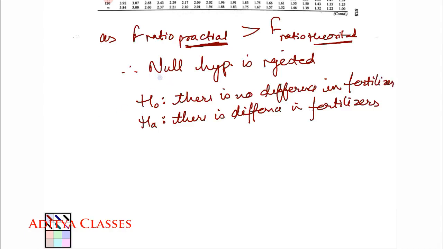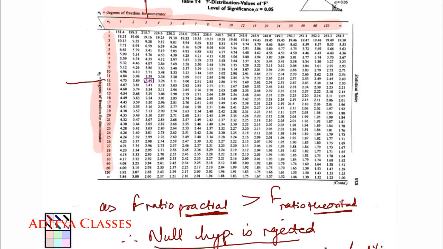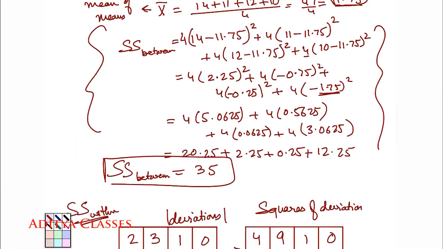So you are saying that null hypothesis is rejected. So this is rejected. Hence we are accepting the alternate hypothesis. So our conclusion is, therefore, there is difference in fertilizers. So this was ANOVA. If you practice a bit, it is very straightforward, very easy.